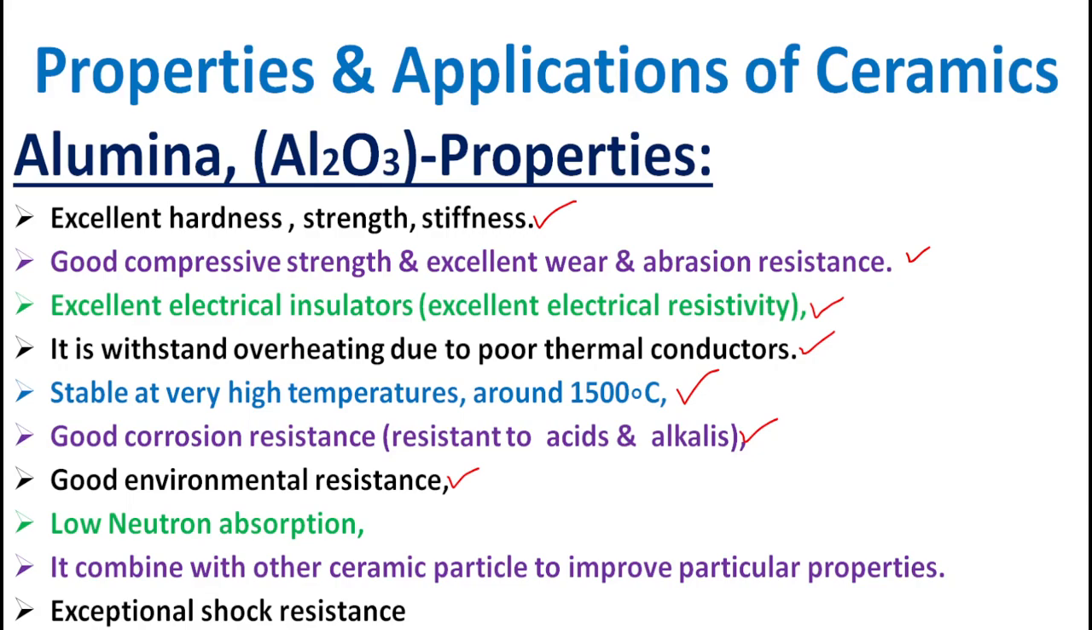It has low neutron absorption. We can use alumina combined with other ceramic particles, which can improve particular properties. It also has excellent shock resistance, so it is mainly used for vibration equipment.